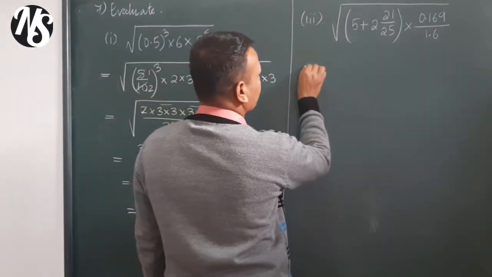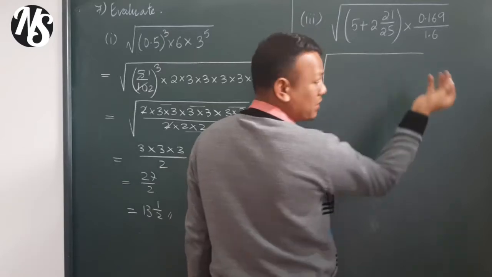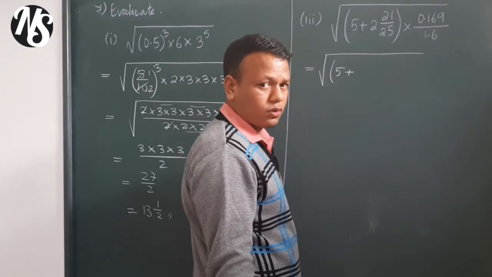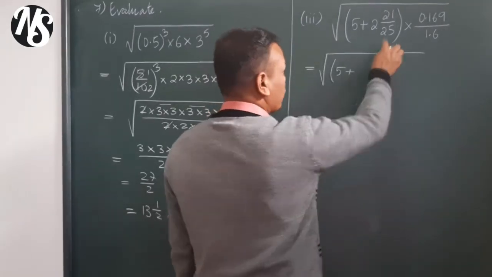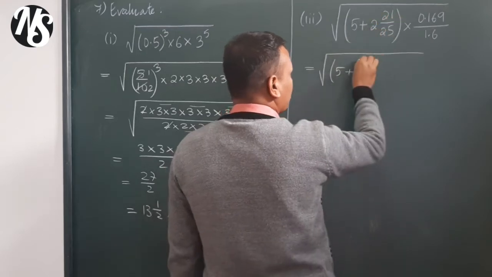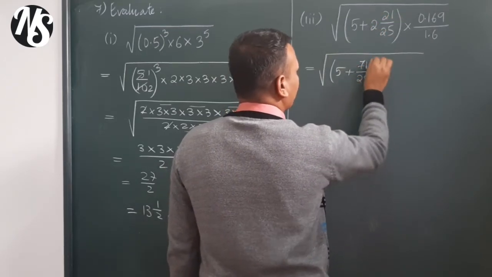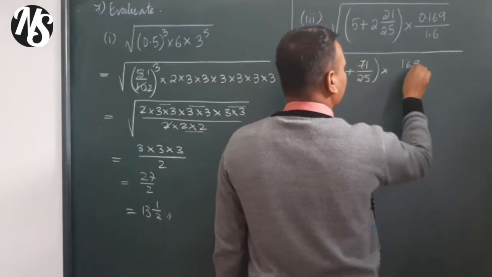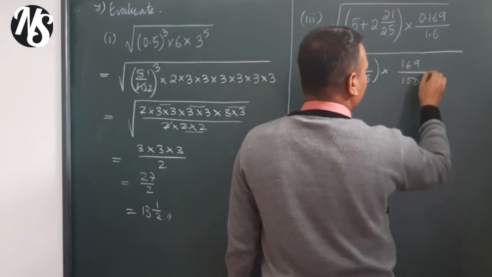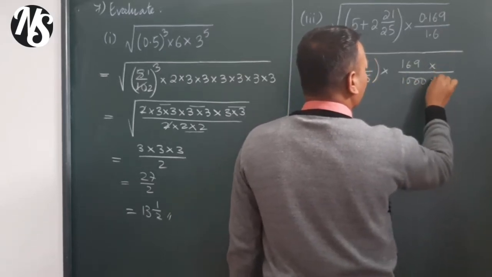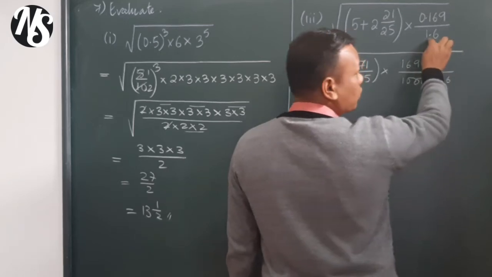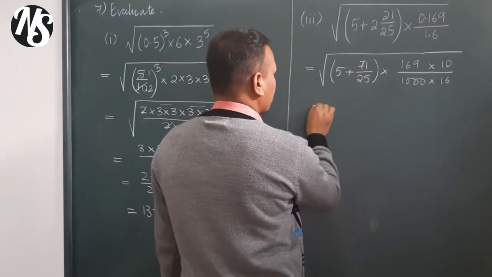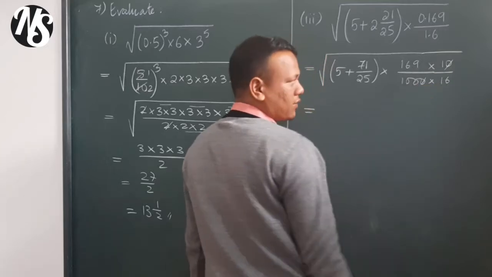So in this question, you just need to do simple simplification. So we have 5 plus, so this is a mixed fraction. Let's convert this into improper fraction. So 25 into 2 is 50, 50 plus 21 is 71 by 25 into, so again here we see that's decimal, so write this as 169 by 100, okay, 1000, and we have into, this is 16, and due to 0.6 I need to put 10 in the numerator. Okay, now we'll see that this and this gets cancelled, right?